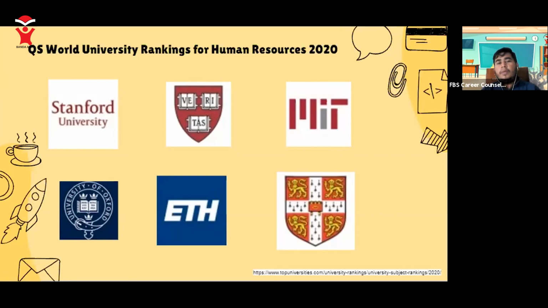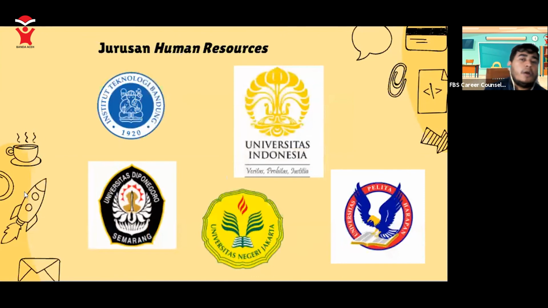So the best universities in the world also pay attention to how to create a good manager for human resources, because they have important roles in society. Of course, in the company or in the industry, they have the leading role, how to manage the people, to increase the quality, or to improve the companies or industry in a country. And then how about in Indonesia? You can find the college major, for example, in ITB, UI, Undip, UNJ, and Universitas Pelita Harapan. They have good college majors for human resources. So you can also learn in this jurusan, or college major.